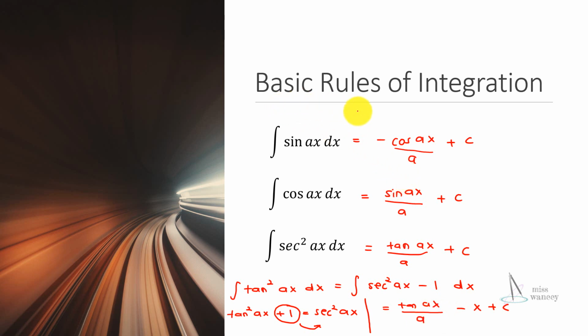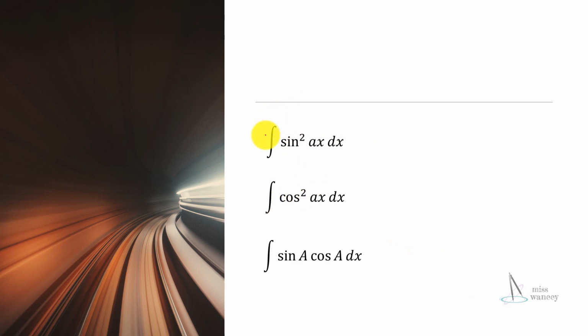Again, the basic rule of integration: integrating sine ax, cos ax, secant square. If we have tangent square, we must use the identity, change it into secant square, and then we can integrate them as usual. But what happens if we didn't have sine but sine square, not cos but cos square? For example, here we have sine square of ax and cos square of ax. The way we solve this is by using the double angle formula.